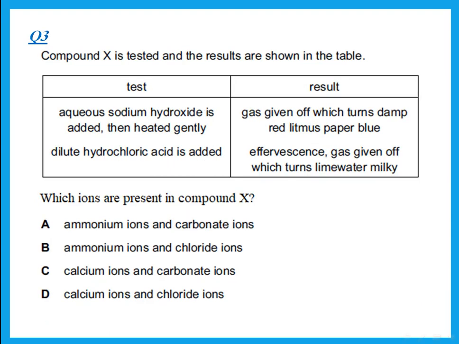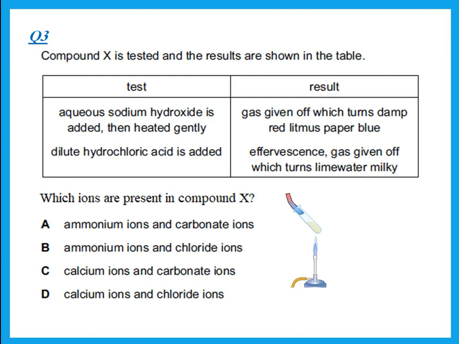The next question says compound X is tested and these are the results. Aqueous sodium hydroxide is added, then heated gently, gas given off, which turns damp red litmus paper to blue. Now, this is a test for what? When I add sodium hydroxide and I heat and it gives a gas that turns damp red litmus paper to blue, this is a test for ammonium ions, because when we add sodium hydroxide to an ammonium ion, it gives off ammonia gas, which turns damp red litmus paper to blue. So that first test indicates that we have ammonium.